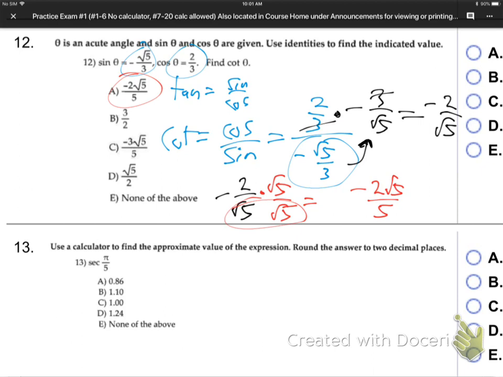All right, number 13. Calculator. All right, want to try it? Hit the buttons on your calculator. Number 13, secant of pi over 5. So give that a try. Rather than me say anything, let me give you just a second to try that on your own. The decimal answers are there. So use your calculator. Secant of pi over 5.